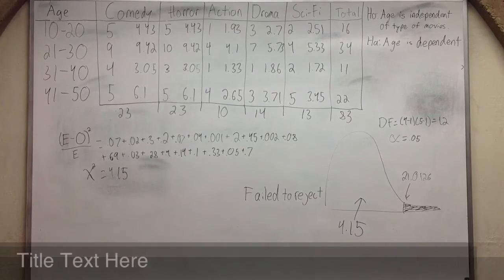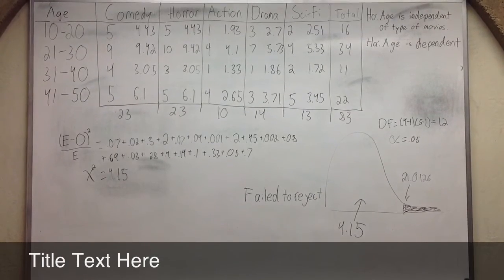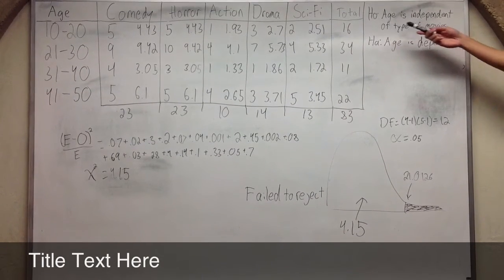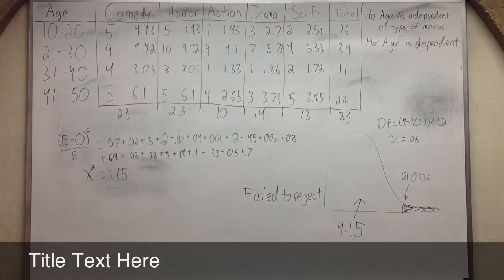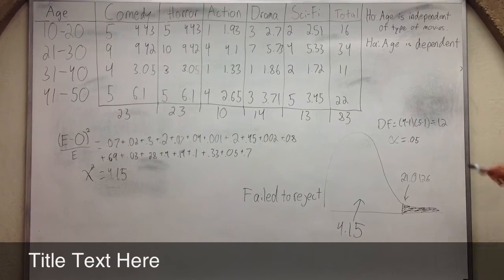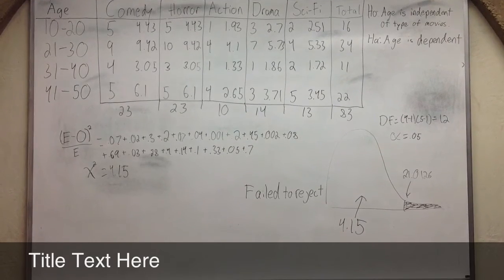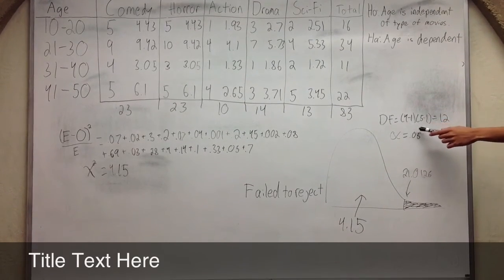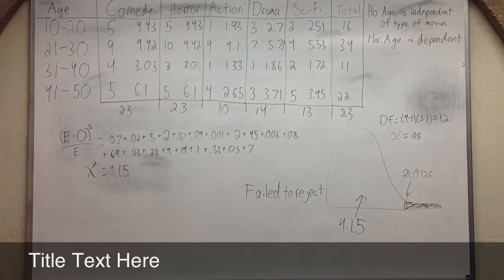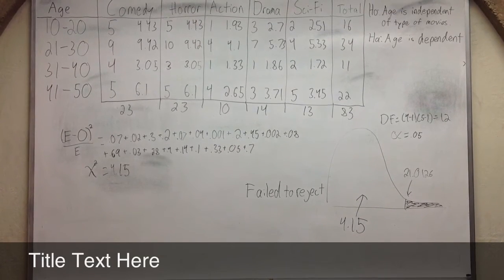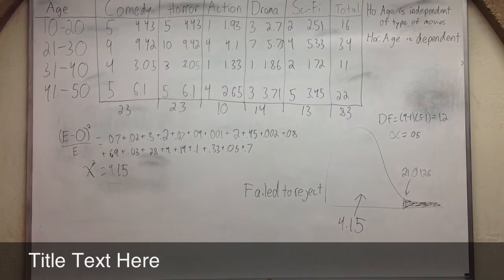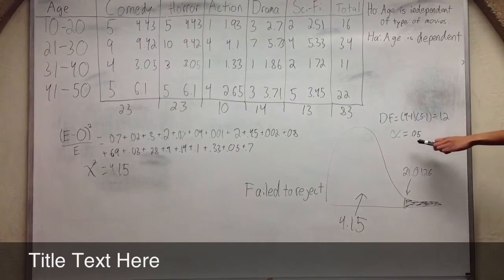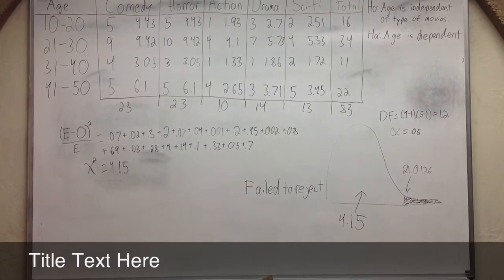This is a problem from 11.3. Our H0 is that age is independent of the type of movies they watch, and HA is age is dependent. Our degrees of freedom is 12, and how we get that is 4, which is the number of age groups we have, and 5 is the number of genres we have. We subtract 1 from each number and multiply them together to get the degrees of freedom, which is 12. We use 0.05 for our alpha. Now we'll go on over to the table.